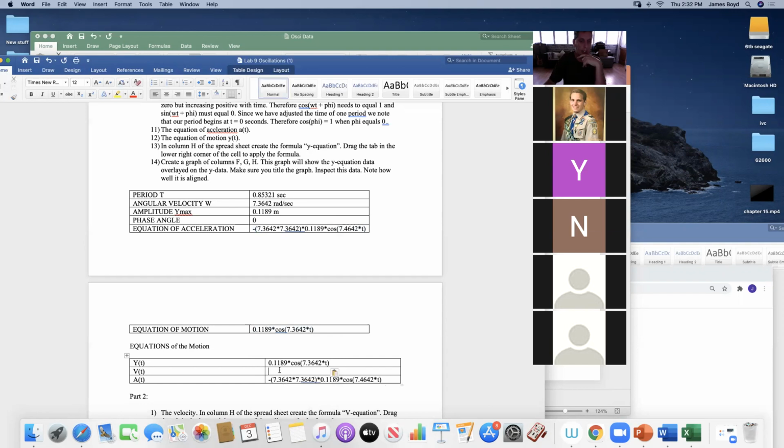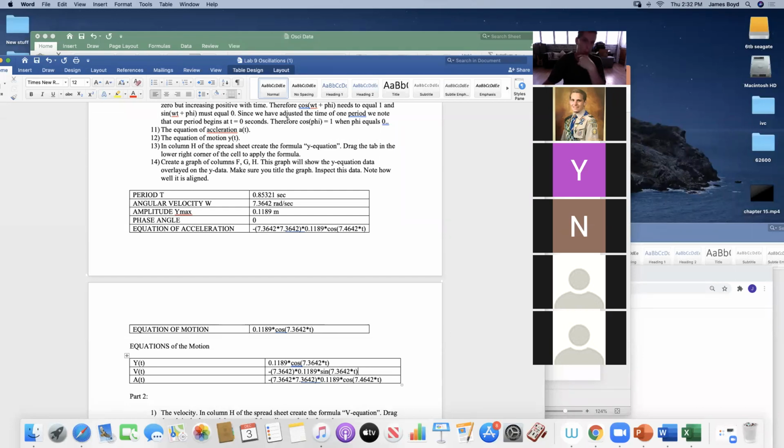And paste. And this is negative omega 7.3642 times x max 0.1189 times sine of omega t, 7.3642 times t. And now we have those.